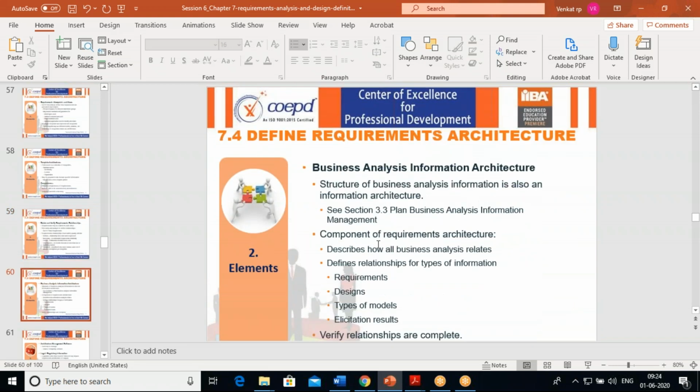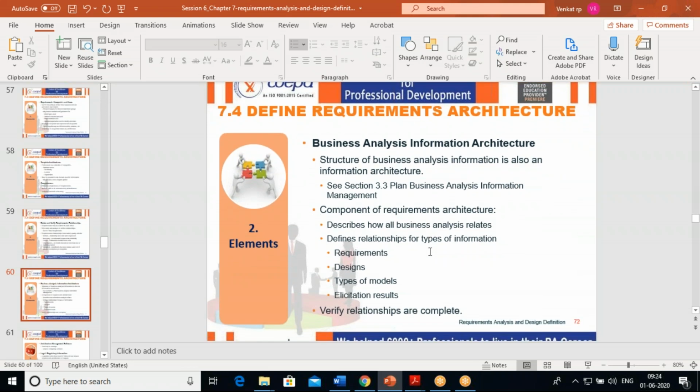Okay, and then it is the business analysis information architecture. That means whatever information we generate should be in line with the actual architecture as well. That means how you are going to define the relationship between requirements, designs, types of models, illustration results, and how you are going to verify the relationships are complete. All this information you should give beforehand. That is your business analysis information architecture: what documents you are going to prepare, how these documents are used, where they are used, and who is going to use them, that we define here.